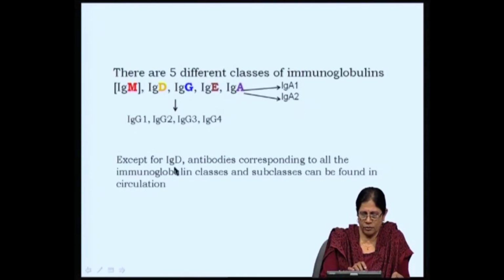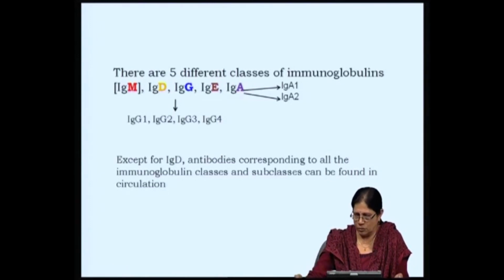I would like to reiterate here that except for IgD, the antigen receptor which is expressed simultaneous with IgM, antibodies corresponding to all the immunoglobulin classes and subclasses can be found in circulation in response to a particular immune response.